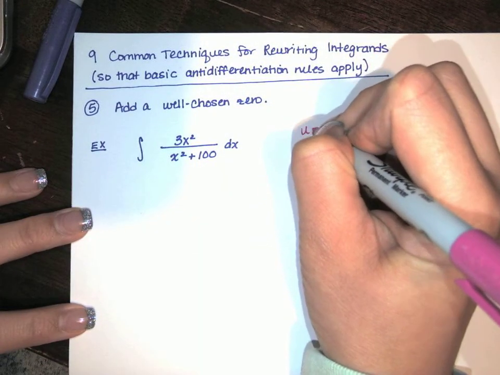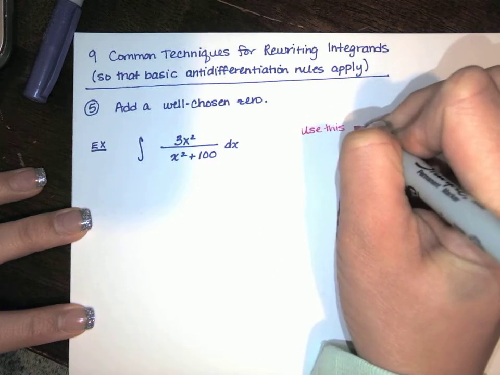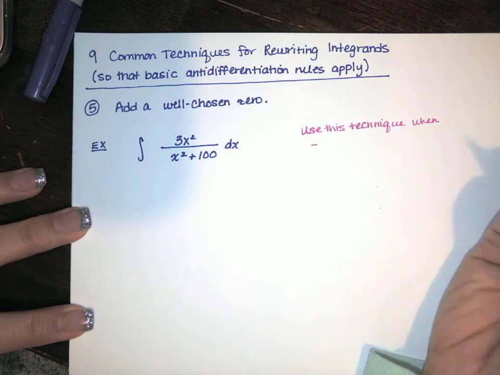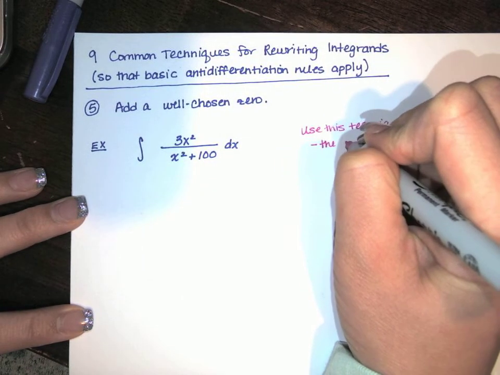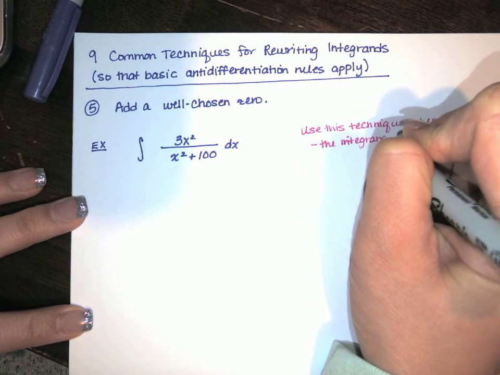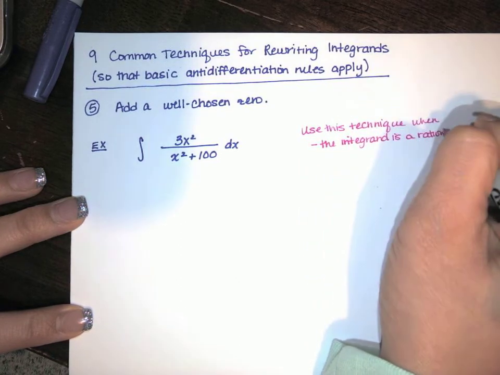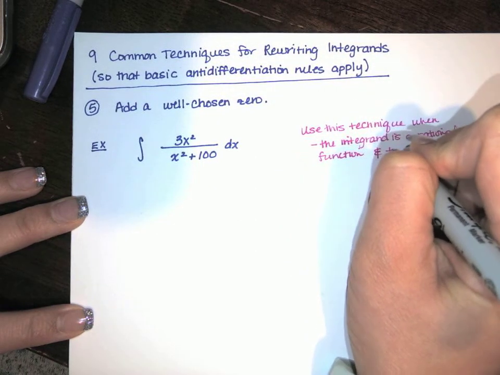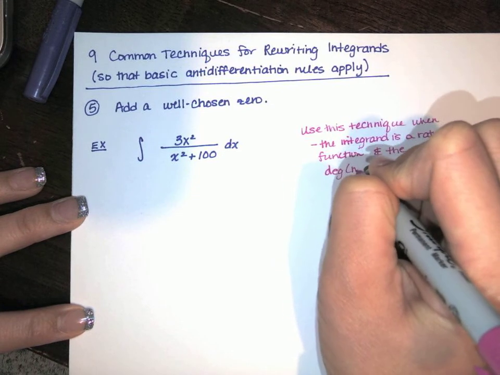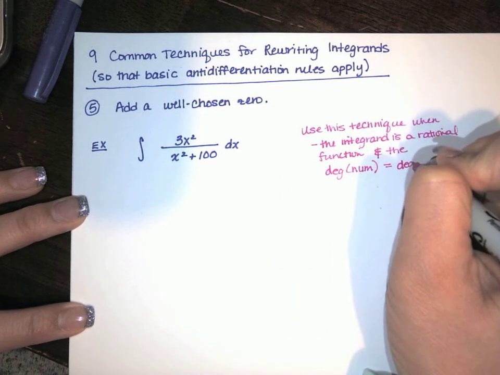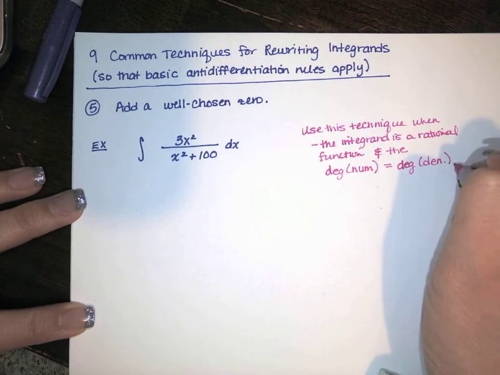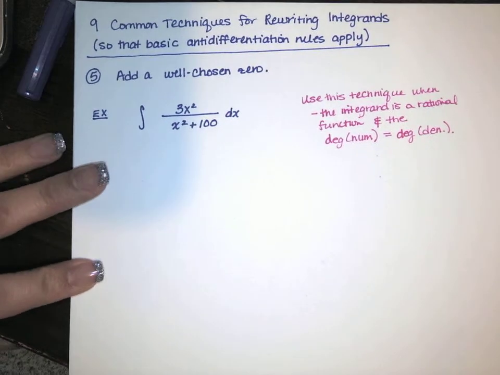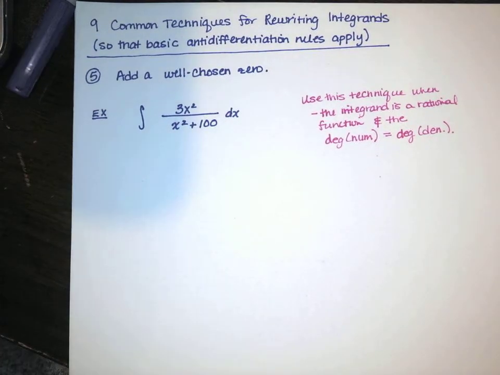So we'll just say use this technique when the integrand is a rational function and the degree of the numerator is equal to the degree of the denominator. You could also use long division, but this is faster in this case. There's another case when we would use a well-chosen zero as well, and I'll show you an example of that.